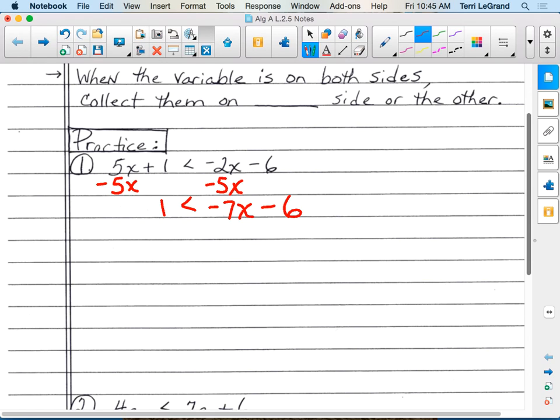And now we would do what? Add the opposite of what? So we'd add 6 to both sides. Okay. Add 6 to both sides. 1 plus 6 is 7. Some of you are not engaged and you need to engage right now. 7 is less than what's left on the other side? Negative 7x. Okay. Now we divide both sides by negative 7.